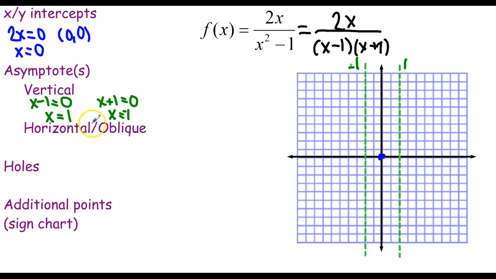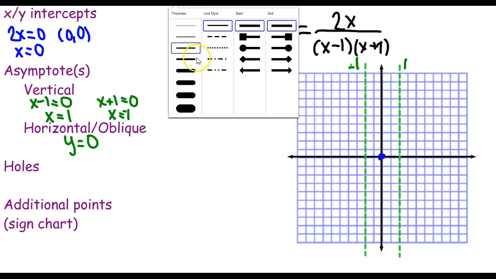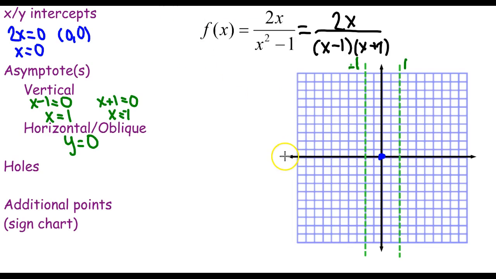All right, next I want to look for my horizontal or oblique asymptotes. Remember, that's when we look at the degree of the numerator and the degree of the denominator. Here our numerator degree is less than the denominator degree, so I know that I have a horizontal asymptote at y equals 0. I'm going to graph my horizontal asymptote here at 0, so I know that that's where it is.